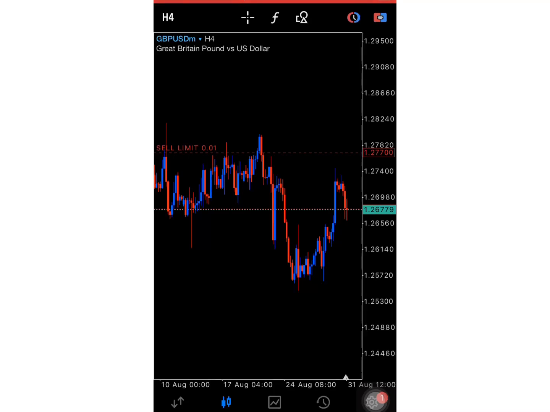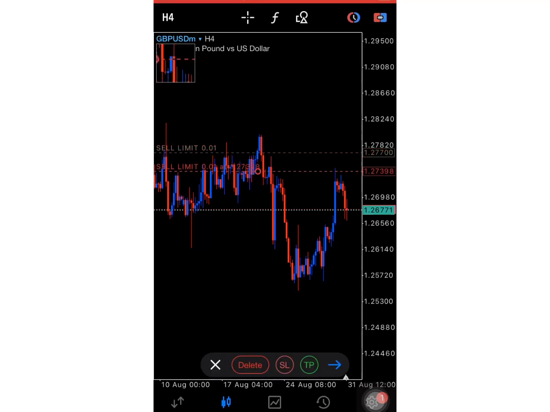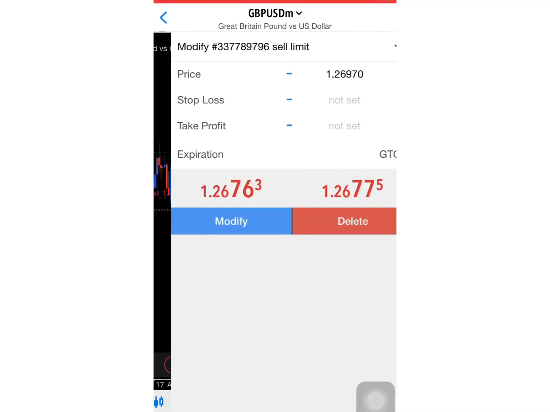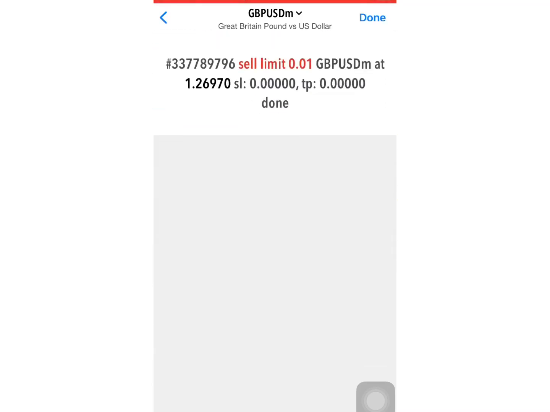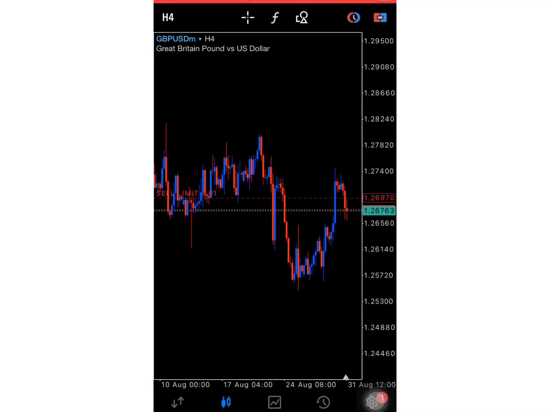In MT5, I can still move it to restructure the order. Maybe if I want the price to be here again, right? Anytime price comes to this place, the order will trigger. So I modify. This is way easy in MT5. MT4 doesn't do it like that, right? As you can see. So anytime, these two lines you are seeing, these small lines right here, that's what we call the ask price and the bid price.